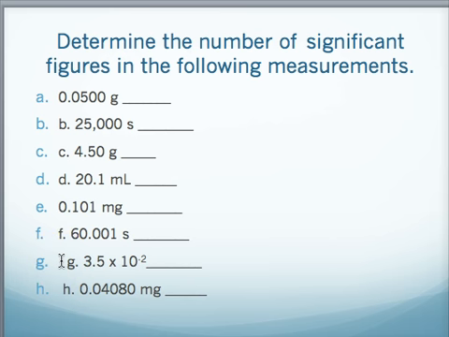Letter G is 3.5 times 10 to the negative second. The 3 and the 5 are both significant, so this is 2 sig figs. When we're looking at significant digits, you don't have to look at the power of 10 or the exponent. We're just looking at the 3.5. And in letter H, 0.04080. The first number we see is 4. Zeros to the left are just placeholders. They don't count. Zeros to the right of the number count when they're following a decimal. We see a decimal, so all the zeros to the right will count. So this will be 4 significant digits.